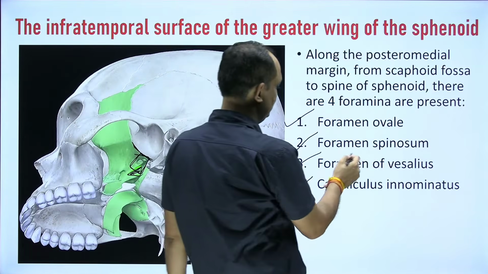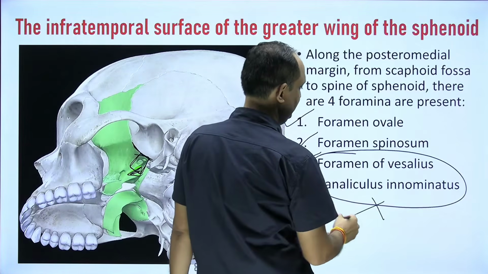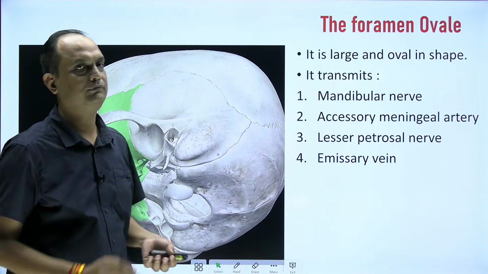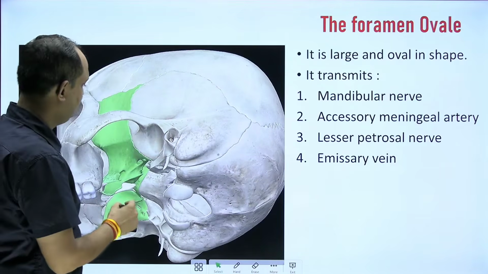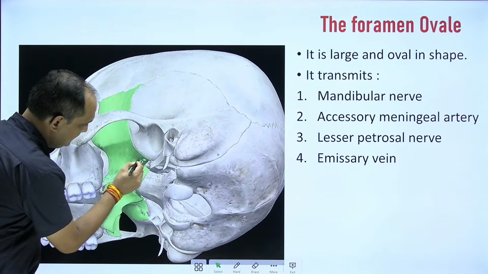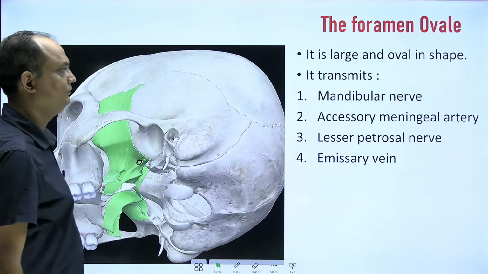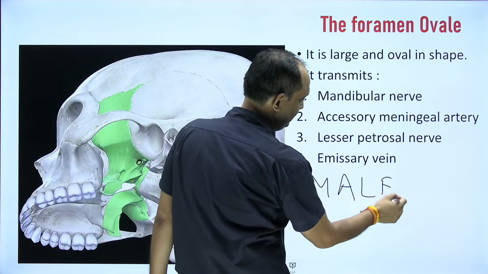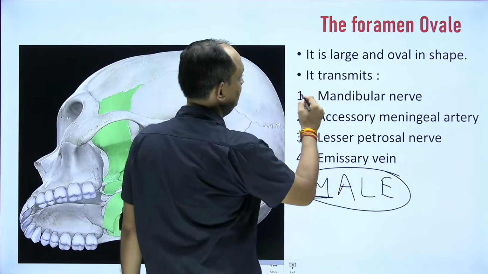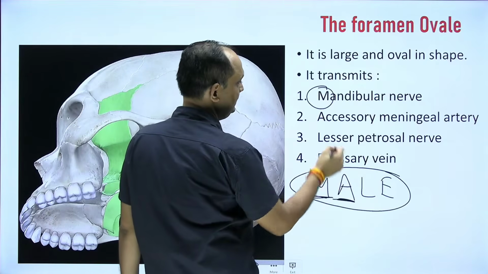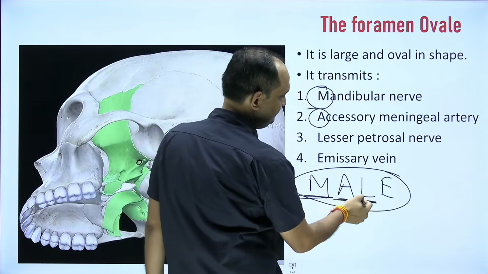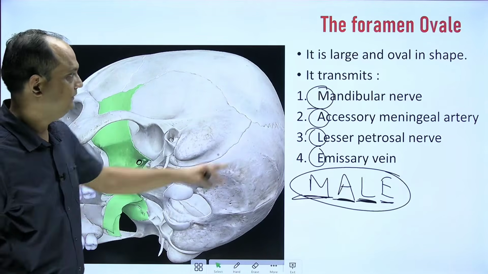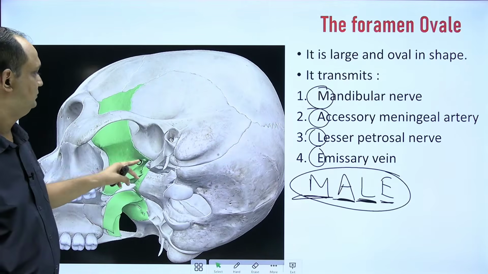Now out of these 4, these 2 may be present, may not be present, but foramen ovale and spinosum are constant findings. So let's discuss first the foramen ovale. Foramen ovale is the largest foramen present here, and this foramen allows the passage of 4 structures. How to remember them? The answer is MALE. M stands for the mandibular nerve, A stands for the artery, that is the accessory meningeal artery, L stands for the lesser petrosal nerve, and E stands for the emissary vein. Clear? So these are the 4 structures which are transmitted through this foramen.